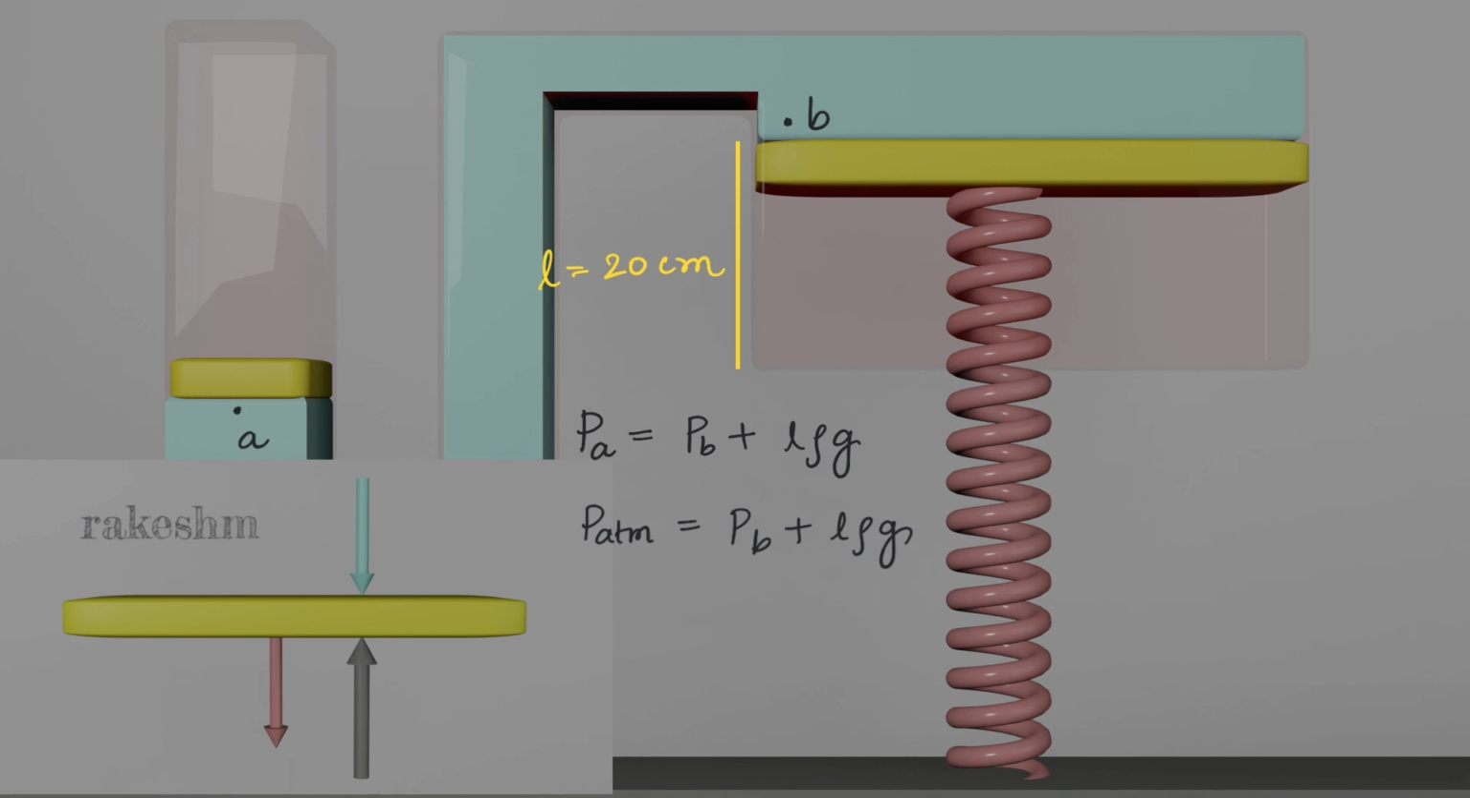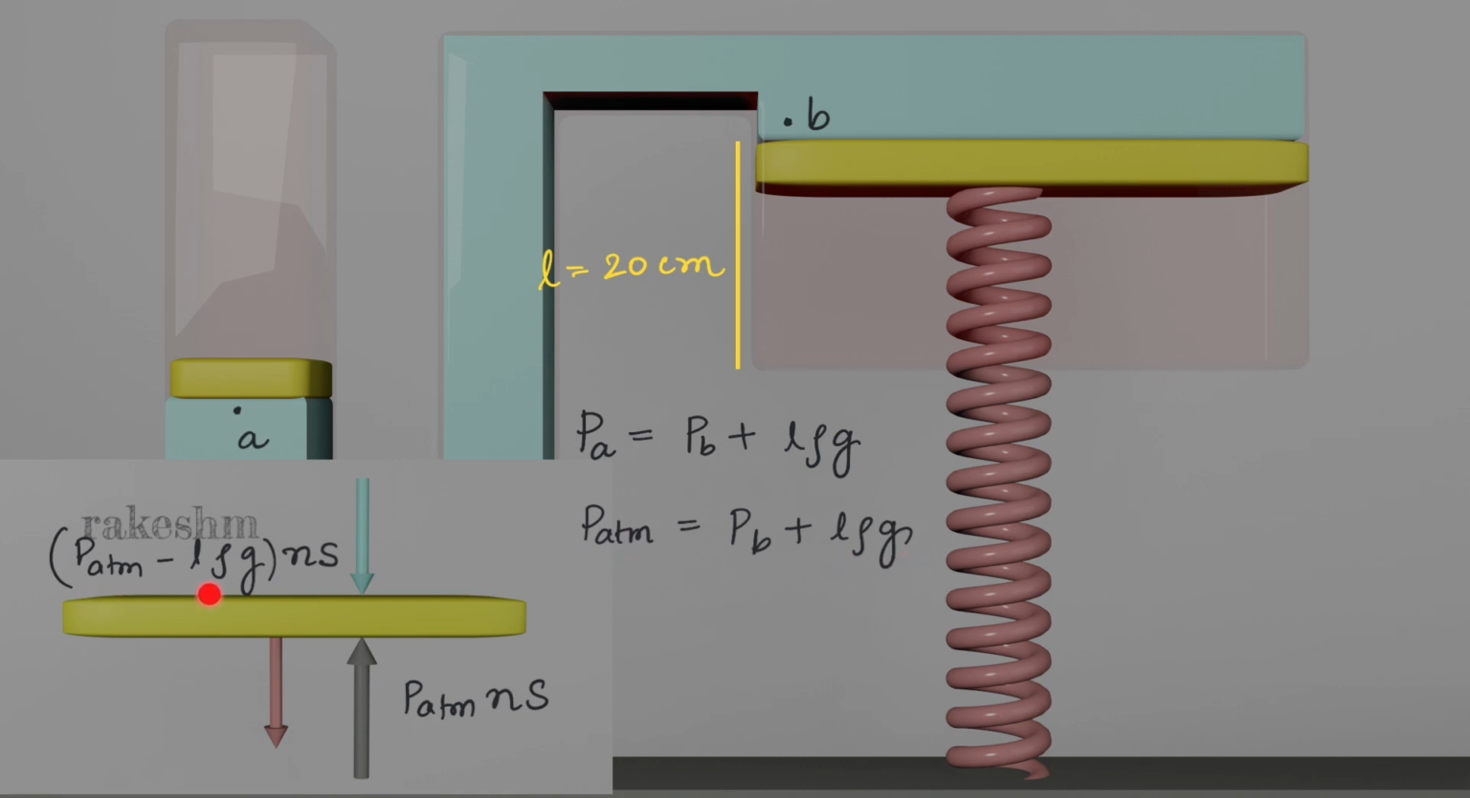Now let us draw the free body diagram of piston B. So this piston, we are drawing the free body diagram here. The force due to the liquid on top of the piston is pressure into area. So pressure is P_B here. P_B is nothing but P_atm minus L rho g.